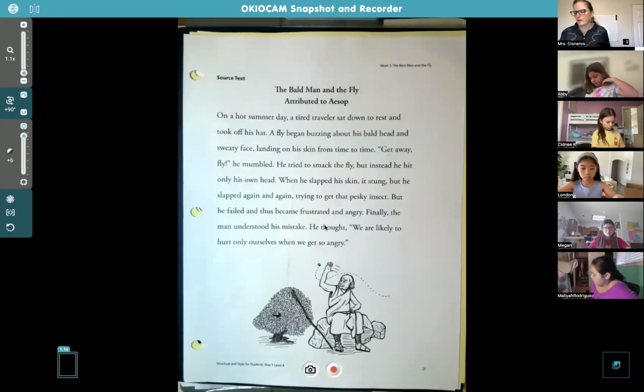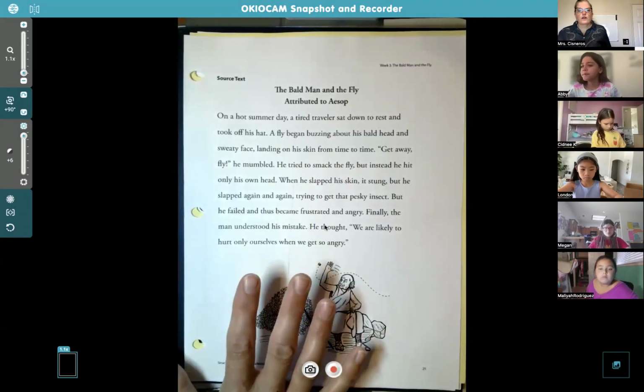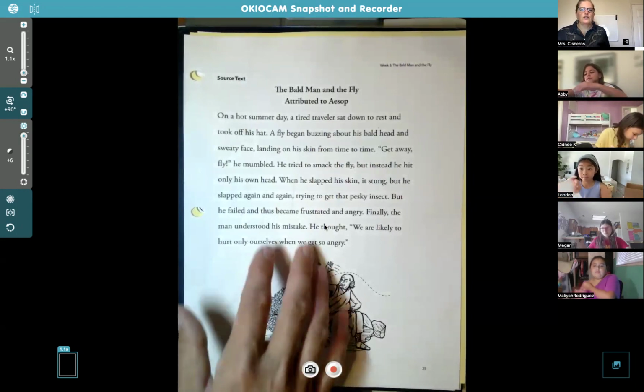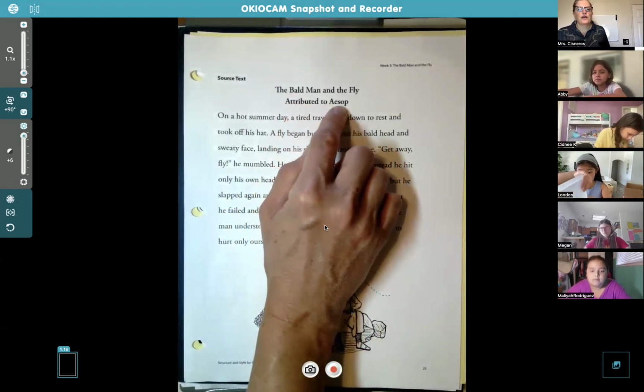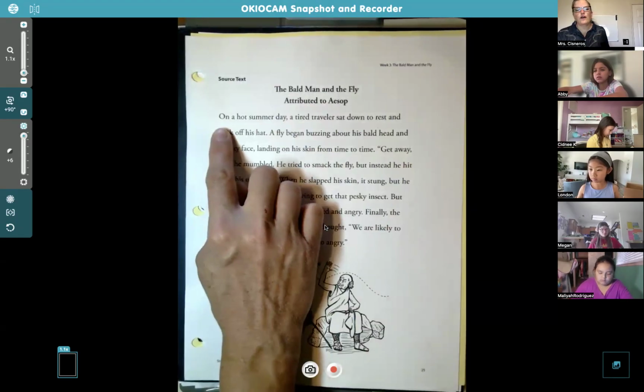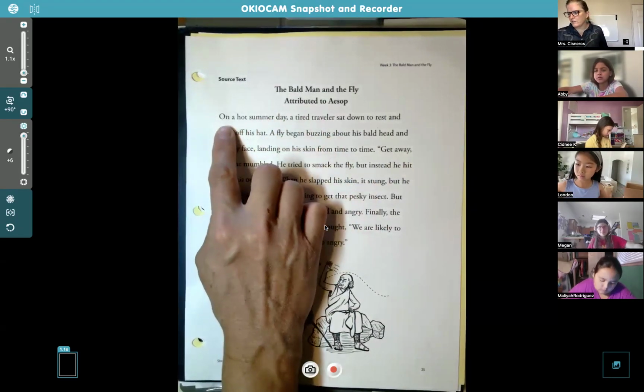Okay, good. Yay. Okay. We're going to read this story about the bald man and the fly. We'll start by reading it. And notice it says attributed to Aesop. Remember, we saw that on The Dog in the Shadow. Remember that one? So it's a made-up story, and it teaches us a life lesson. So after I read this, we're going to talk about what lesson we can learn from it. Okay. So I'll read it and you follow along on your page.